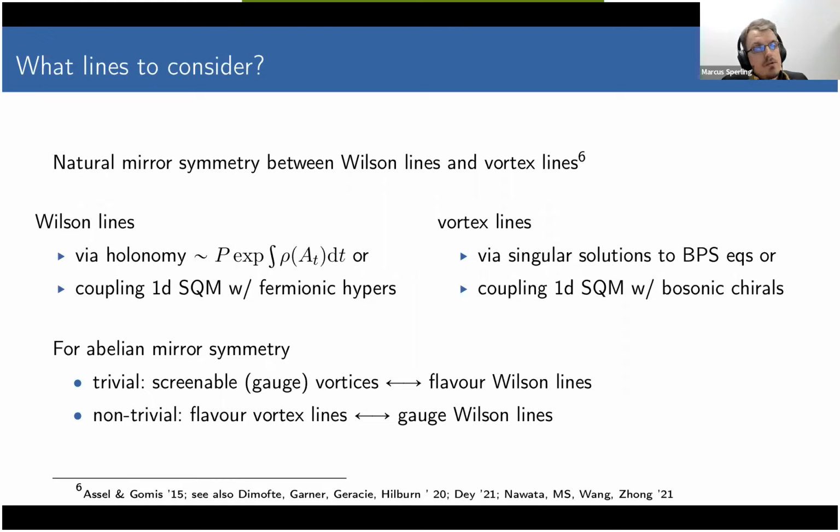Also for abelian mirror symmetry, the setup of defect lines is quite nice, because on the one hand you have trivial defects that you can introduce. These are essentially flavor Wilson lines and gauge vortex lines, which you can screen. On the other side, the more interesting ones are the gauge Wilson lines and what's called the flavor vortex lines. And in an abelian theory, a very nice feature is that all of the half-BPS vortex lines are basically equivalent to some flavor vortex lines. So you really only need to consider flavor vortex lines for the abelian mirror symmetry.